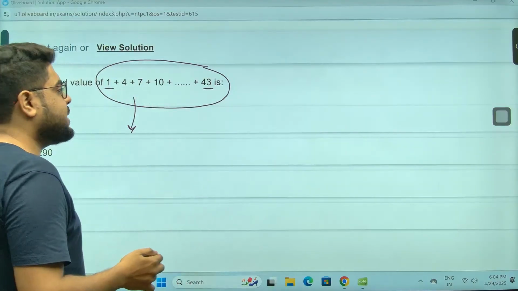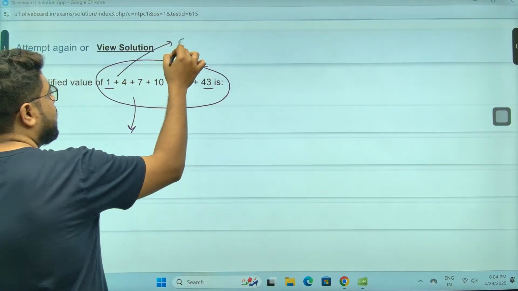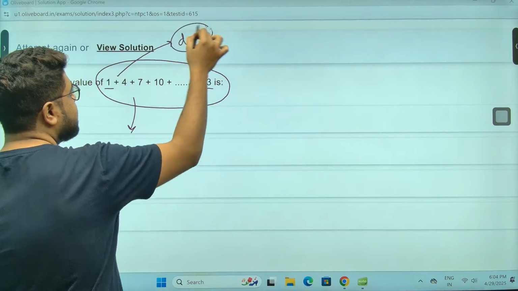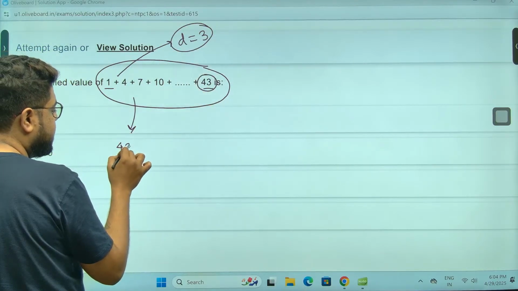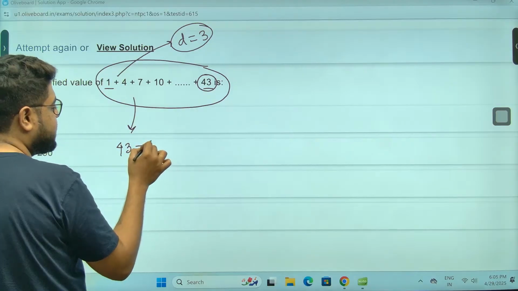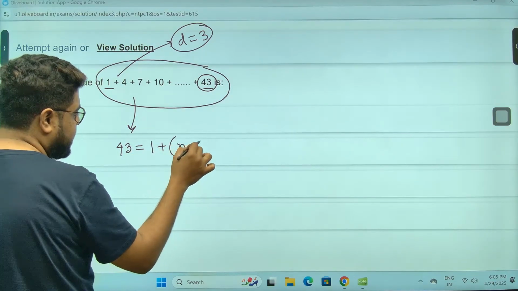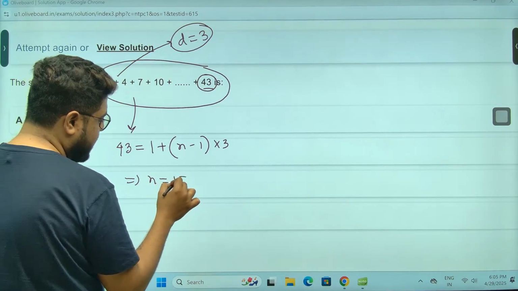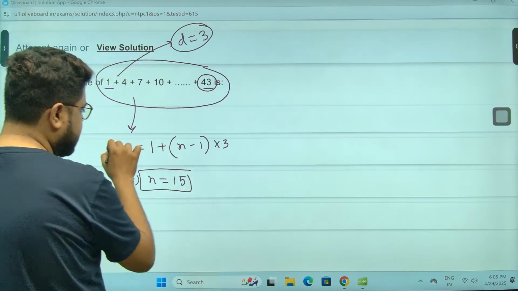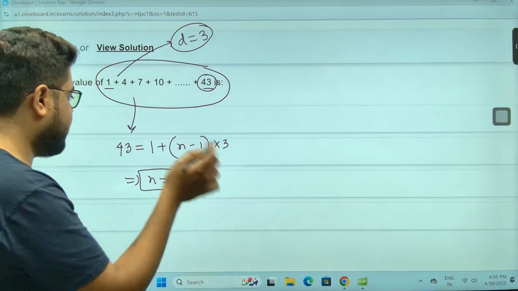The common difference d here is 3. So let's figure out: 43 is the nth term. 43 is equal to the first term 1 plus n minus 1 into d, which is 3. So n is 15. Correct? Because 42 is 14 times 3, plus 1 gives 15.